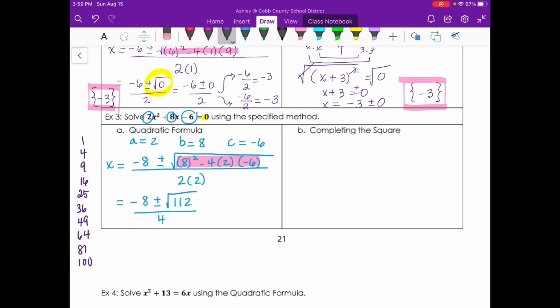So then we'll try 49 and it doesn't. 36 does not. 25 does not, but 16 goes into 112. 16 goes into 112 7 times.